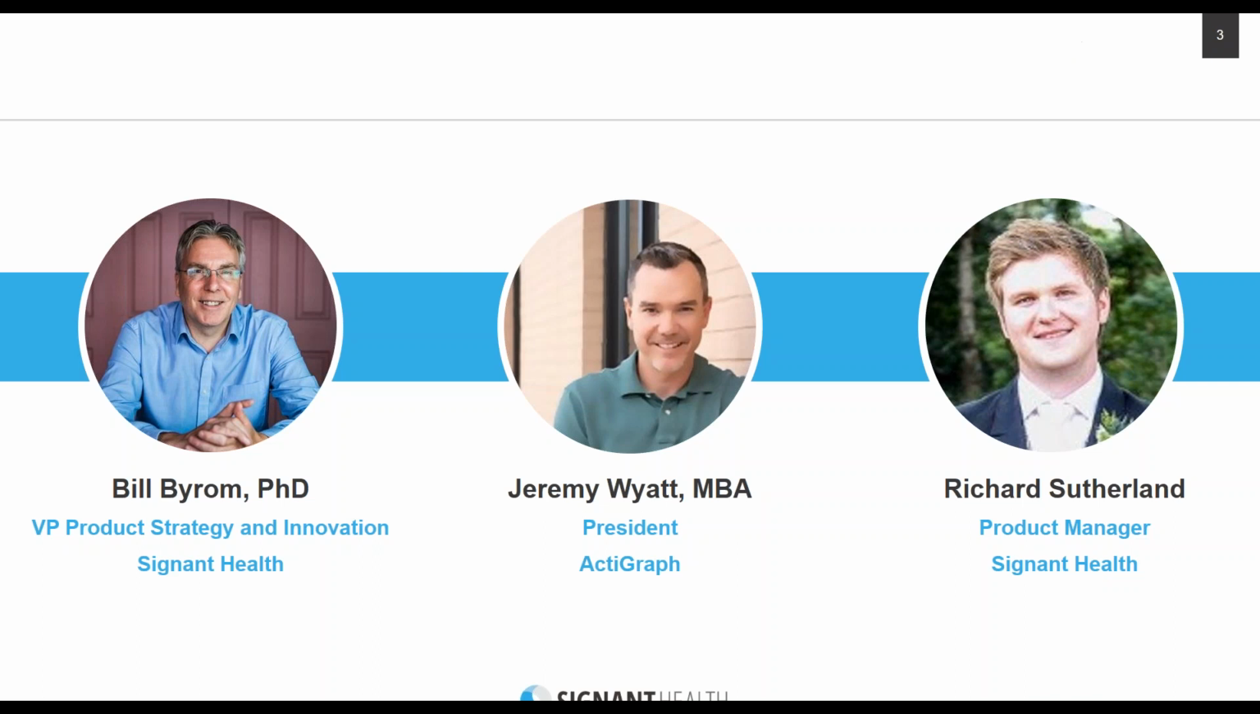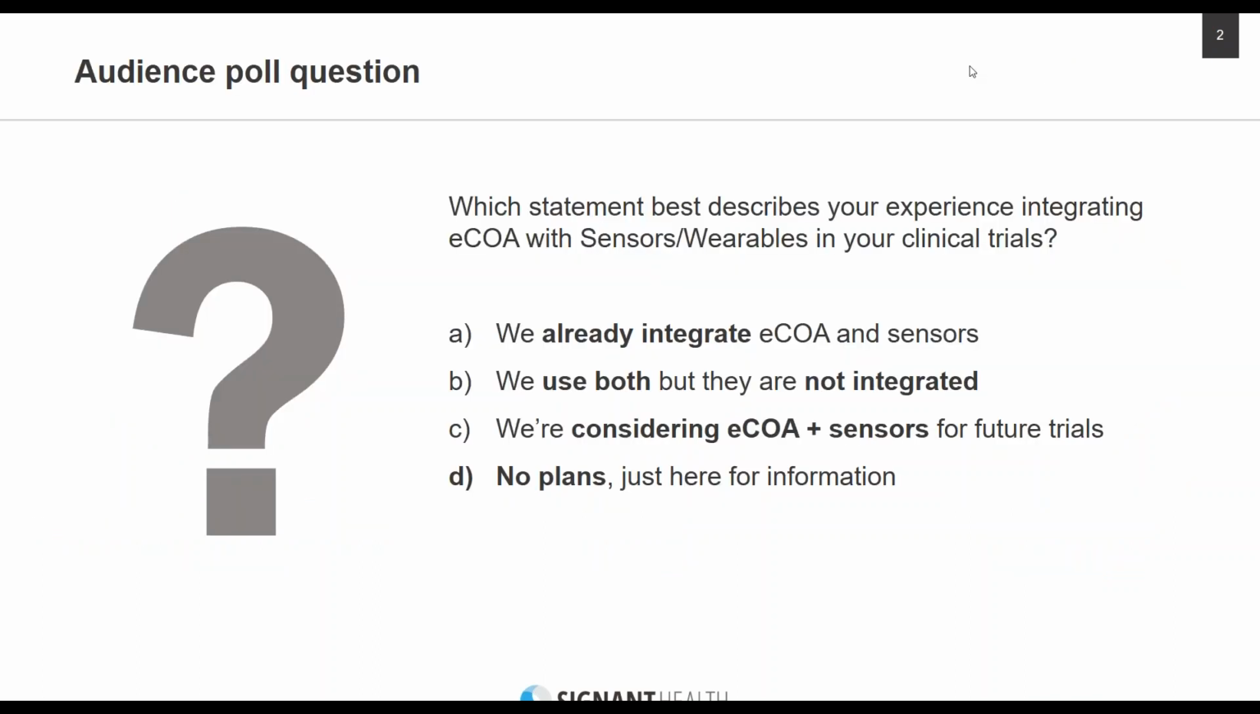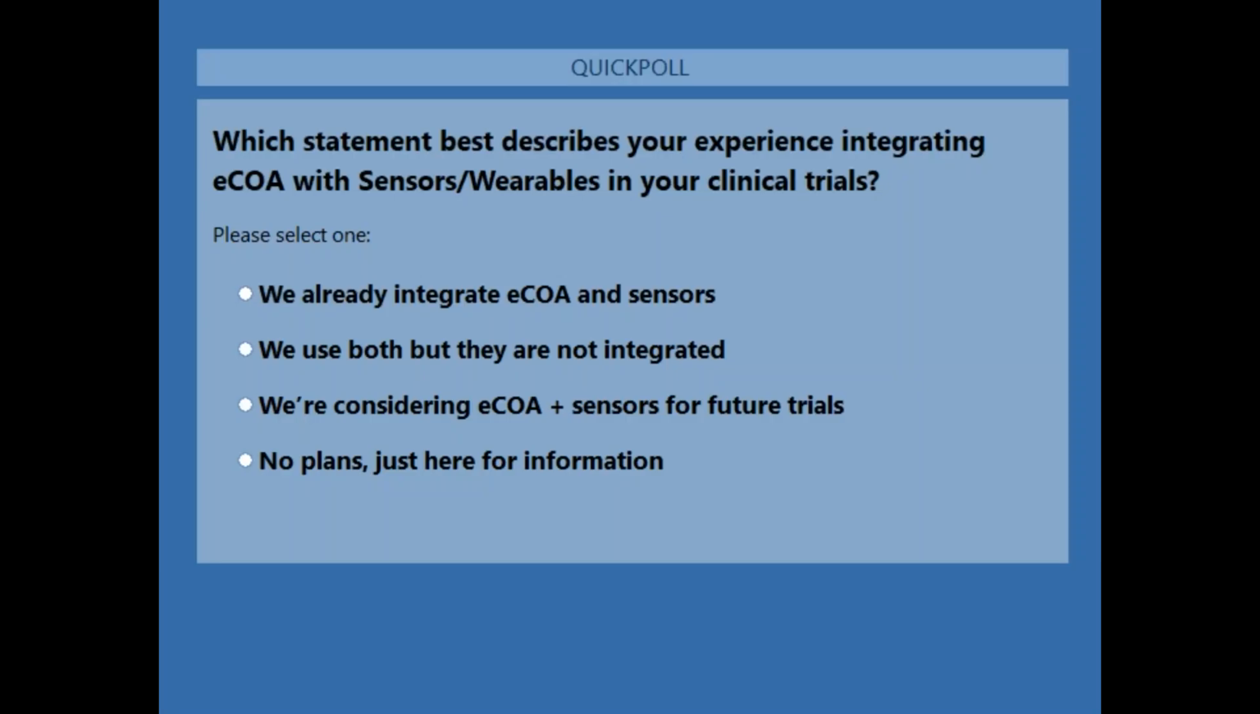So we want to do a poll question first, so if we can advance to that slide. We'd like to know which statement best describes your experience integrating eCOA with sensors and wearables in your clinical trials. And this will just give us a better idea of who's in the audience. So we'll give you a moment to select one of these four responses. Just click on the circle to the left of the possible answers.